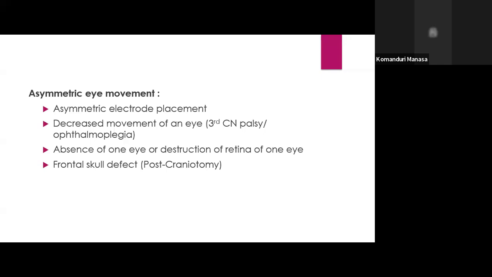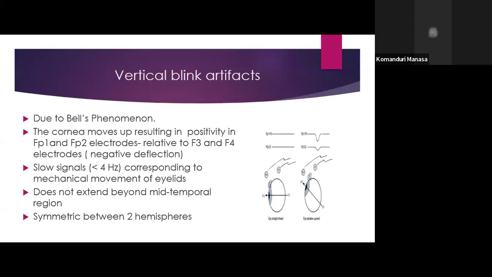A positive charge will cause downward deflection and a negative charge will cause upward deflection. Usually eye movement artifacts will be symmetrical. There are certain conditions where we might get asymmetrical eye movement artifacts, like when the electrodes are placed asymmetrically, when the distance between the electrode and the eye is different on both sides, or decreased movement of one eye because of third cranial nerve palsy or ophthalmoplegia, or absence of one eye, that is a prosthetic eye, or phthisis bulbi, or destruction of the retina of one eye, or any frontal skull defect in a post-craniotomy patient can produce asymmetry in eye artifact.